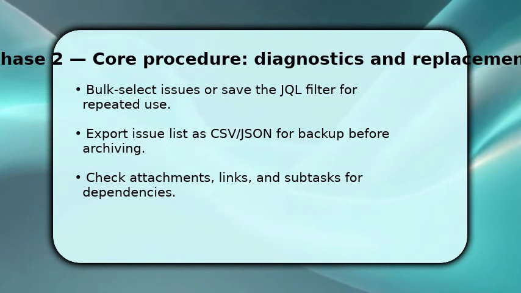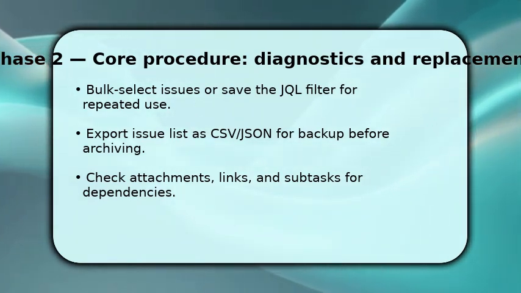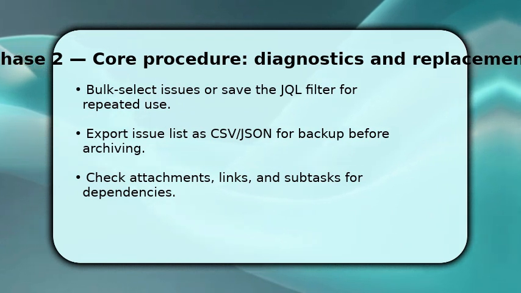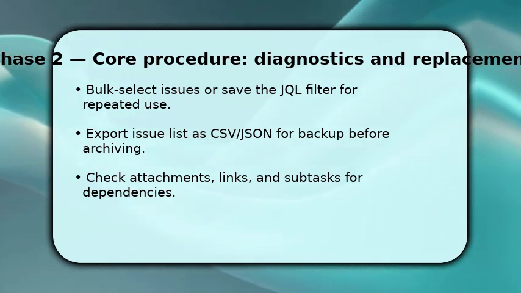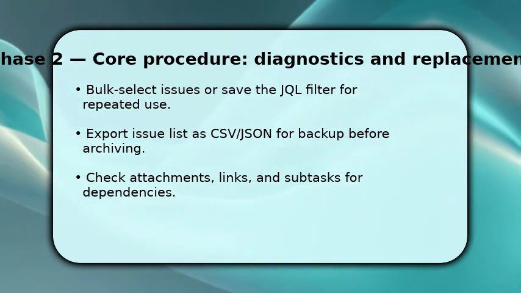Next, you'll act on the filtered set. Use bulk change to select all relevant issues or save the JQL as a filter if you'll repeat this process. Before archiving, export the list as CSV or JSON. This is your safety copy.